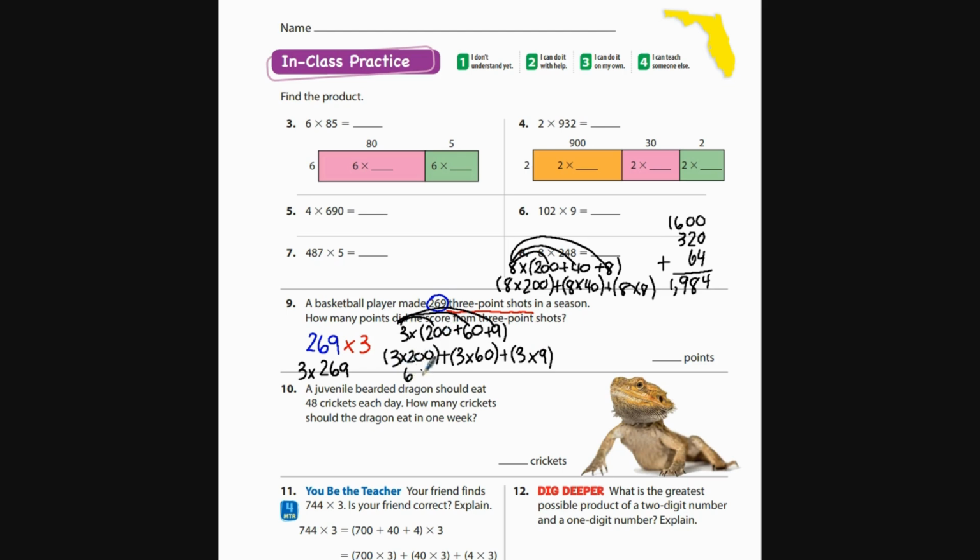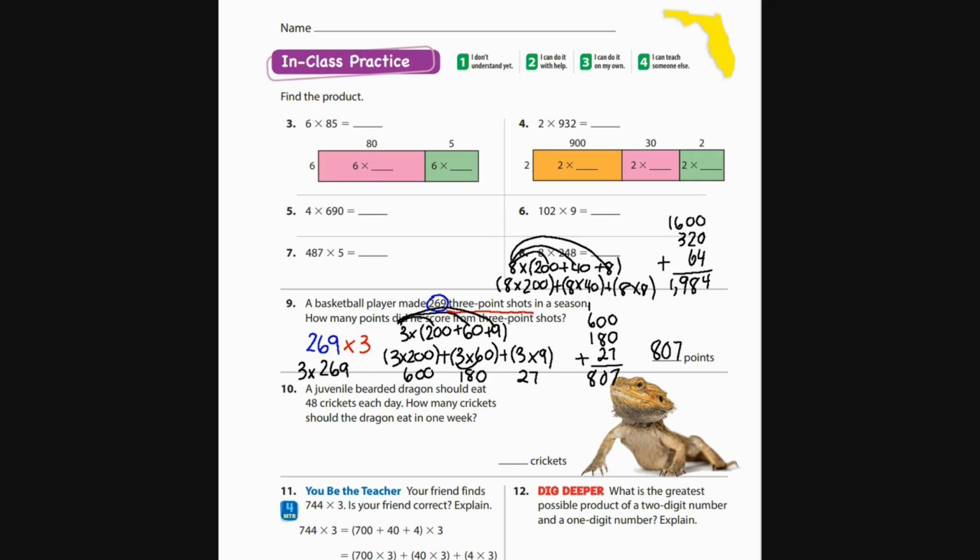3 times 2 is 6, 0, 0, that's 600. Plus 3 times 6 is 18, add a 0 is 180. And 3 times 9 is 27. Now all I have to do is add all of those up. 600 plus 180 is 780. And then 27. Let's add it all up. I have 7 here. 8, 9, 10. 0, carry the 1. 6, 7, 8. That means 807 points.